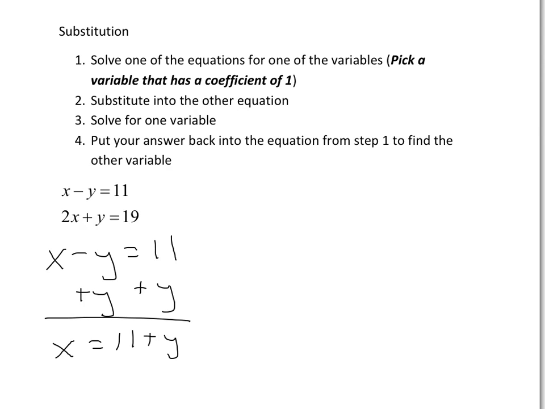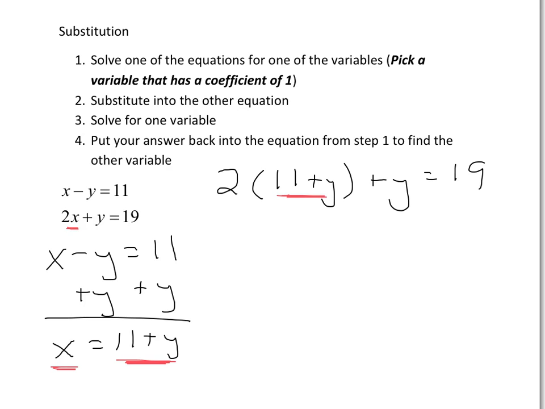So the second step says to substitute that back into the other equation. So what I've just done is I showed that x is the same thing as this thing, 11 plus y. So I'm going to look at the second equation, and everywhere I see an x, I'm going to substitute in an 11 plus y. So I'm going to have 2 times (11 plus y) equals 19. So there's that 11 plus y that I put in place of this x over here.